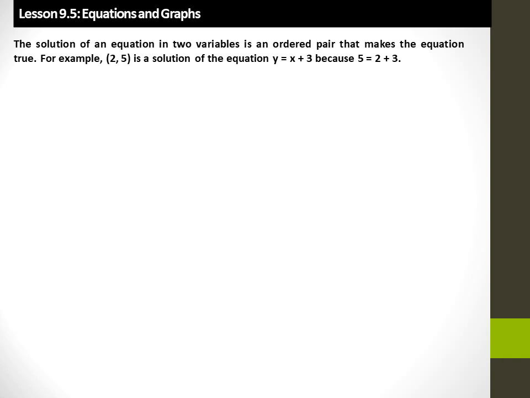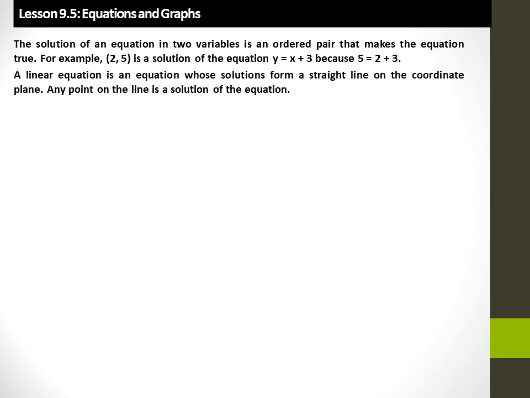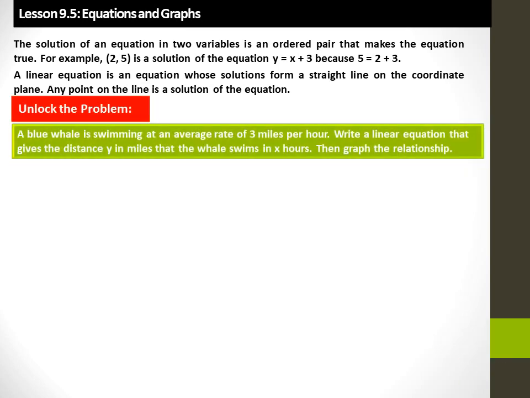Equations and graphs. The solution of an equation in two variables is an ordered pair that makes the equation true. For example, (2, 5) is a solution of the equation y equals x plus 3 because 5 equals 2 plus 3. A linear equation is an equation whose solutions form a straight line on the coordinate plane. Any point on the line is a solution of the equation. Unlock the problem.